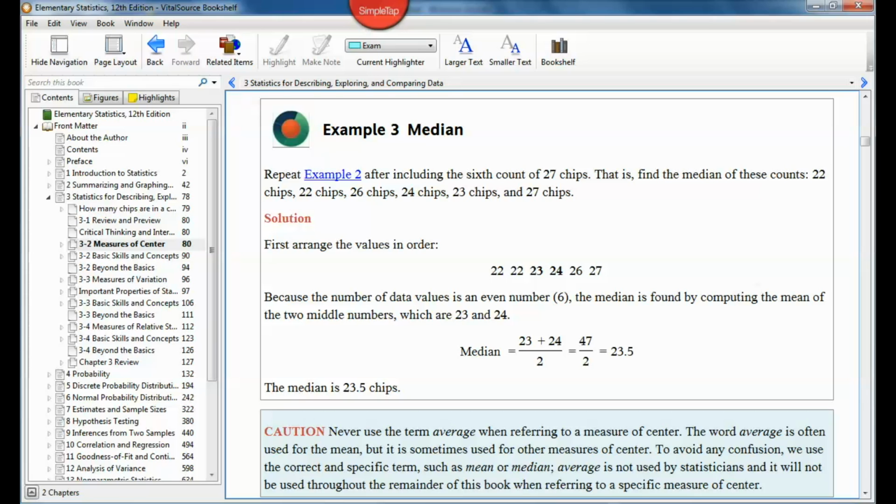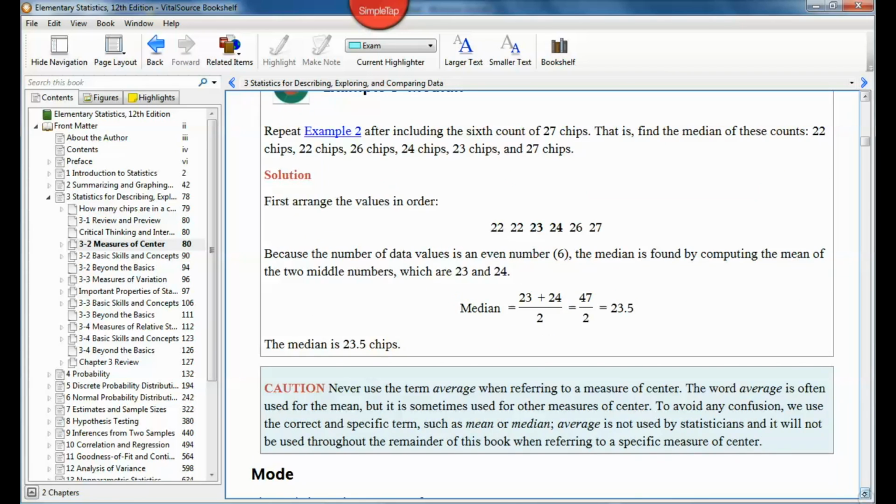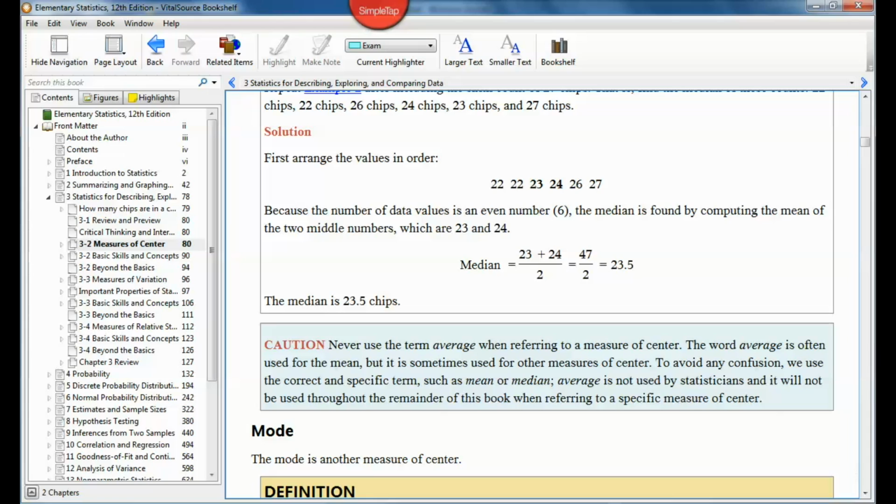All right, here's a caution. This just popped up on the screen. Caution. Never use the term average when referring to a measure of center. The word average is often used for the mean, but it is sometimes used for other measures of center. To avoid any confusion, we use the correct and specific term, such as mean or median. Average is not used by statisticians, and it will not be used throughout the remainder of this book when referring to a specific measure of center.